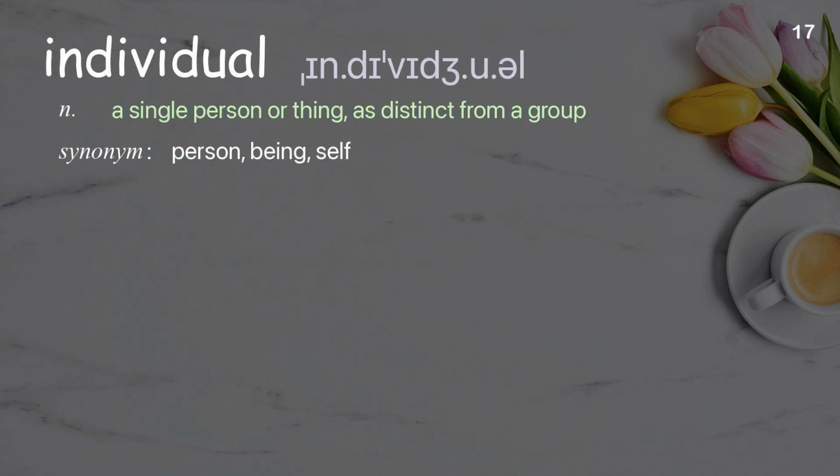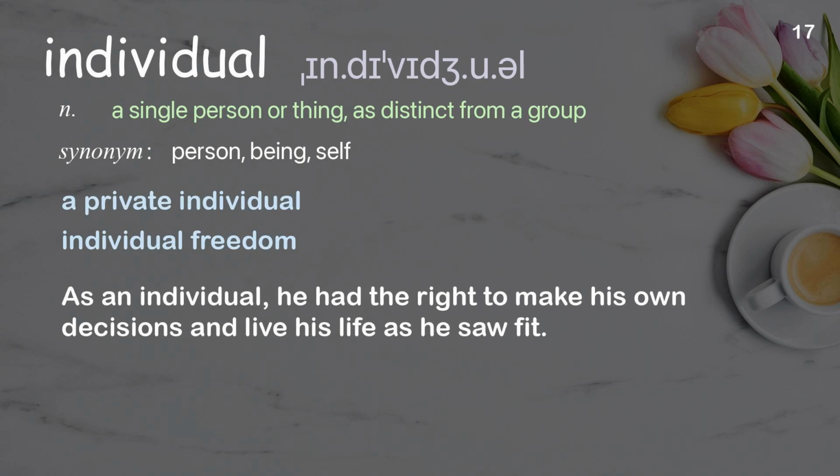Individual. A single person or thing, as distinct from a group. Examples: A private individual. Individual freedom. As an individual, he had the right to make his own decisions and live his life as he saw fit.